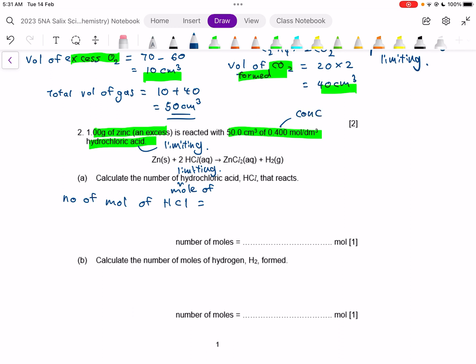When you see the unit is mole per dm cube, it is concentration. This one is the volume. Okay, so remember from the first part of mole concept: concentration, volume, mole. So the number of mole of HCl, I will take concentration multiply by volume, but volume must be in dm cube.